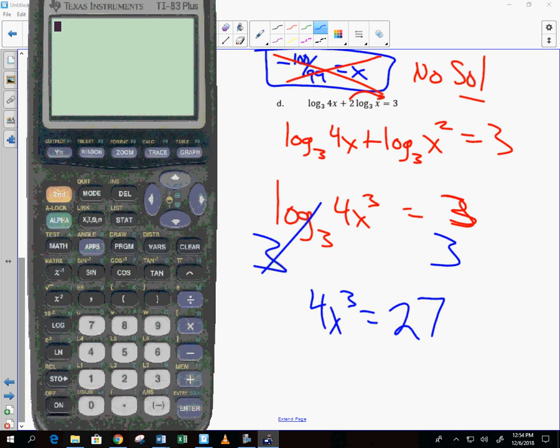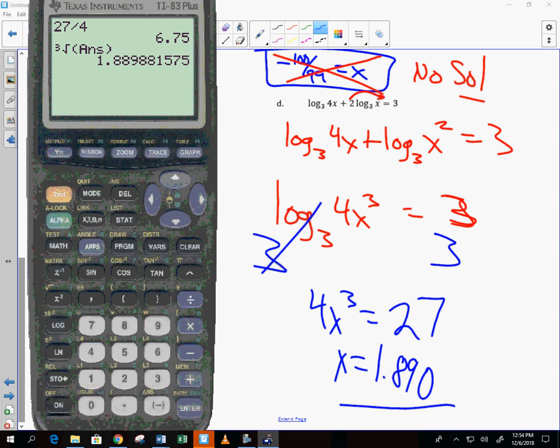Now it's a piece of cake upside down. Take the 27, divide it by 4, and then take the cubed root of that. We got number 4 here. Cubed root of the answer is 1.890. Sweet. Good.